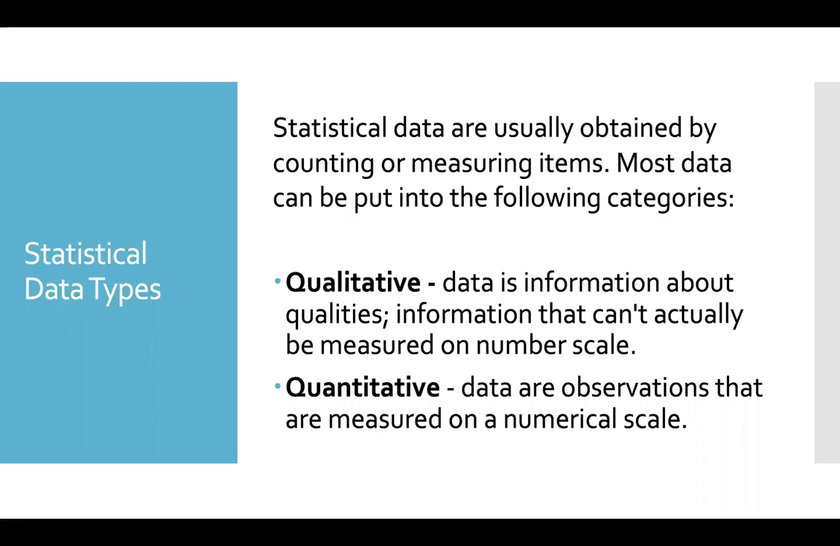Now, this qualitative data is nothing but data which can talk about the qualities, usually expressed in words, not in numbers. You cannot express them in numbers. It's very difficult for you to express them in numbers. And quantitative data is something which can be measured on a numerical scale.